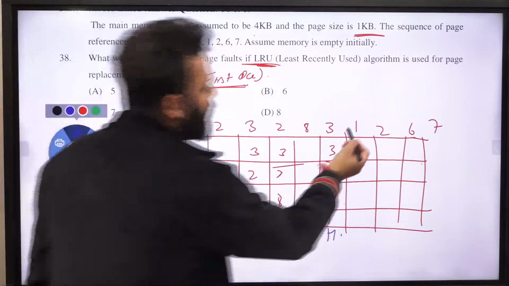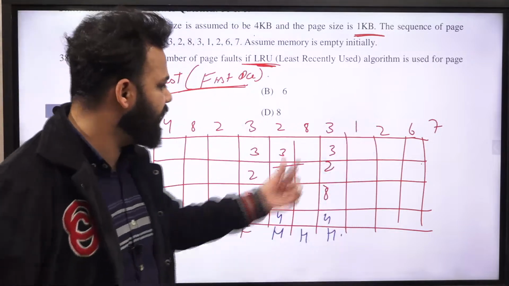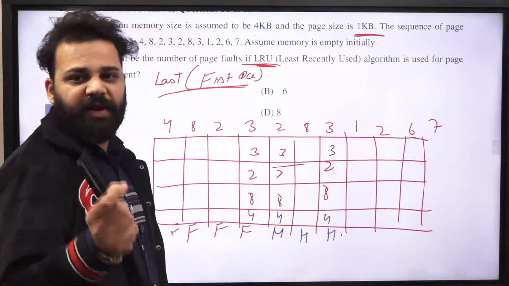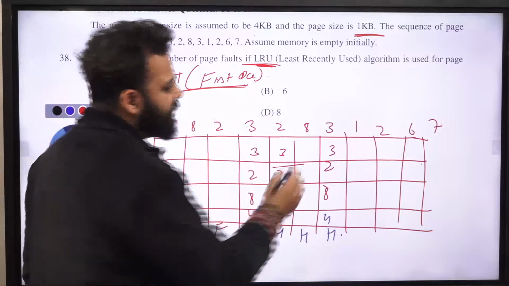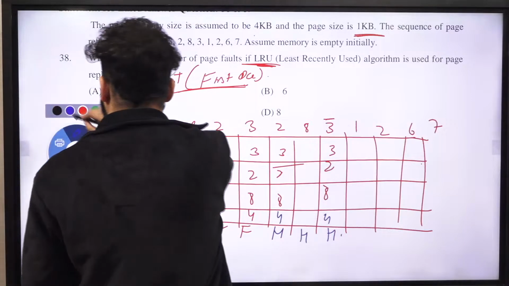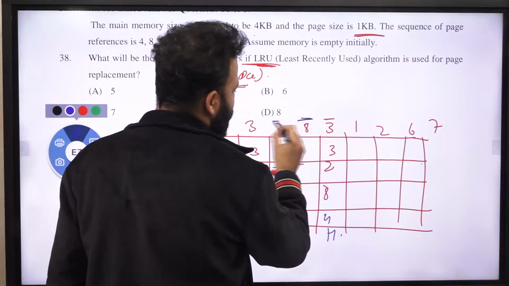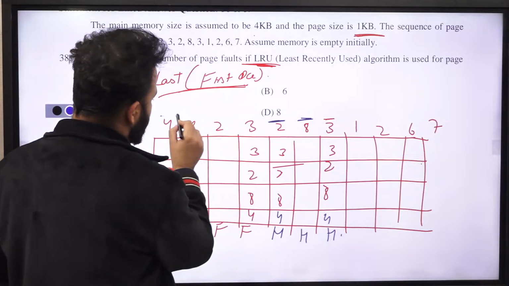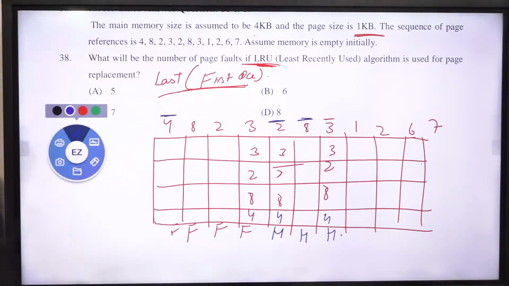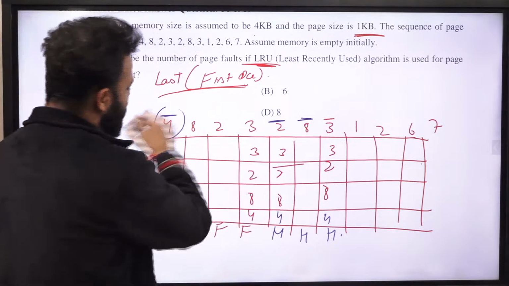Now when 1 comes, it will be a miss. So what will you replace? You will replace the last first occurrence. The first occurrence of 3 is here. The first occurrence of 8 is here. The first occurrence of 2 is here. And the first occurrence of 4 is here. So out of these first occurrences, we will replace the last first occurrence. So I will replace 4.